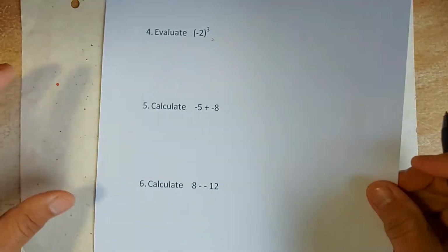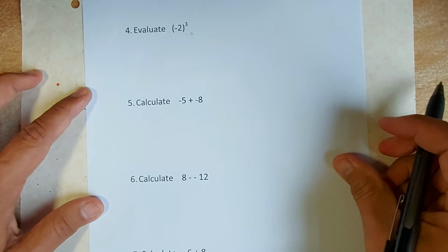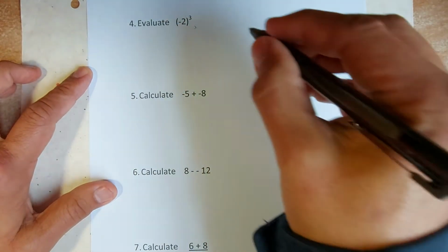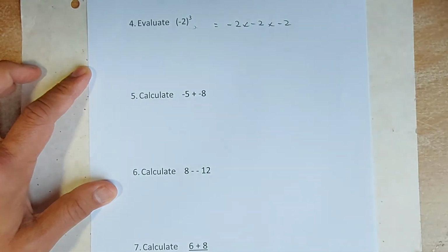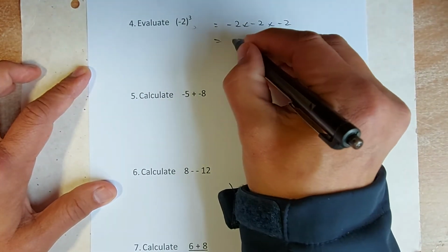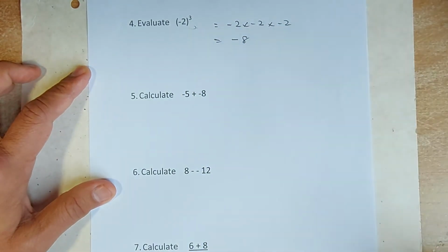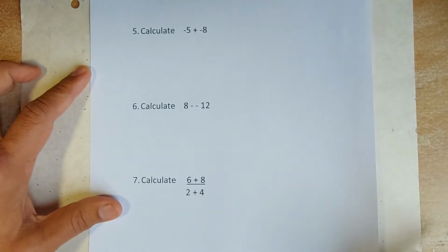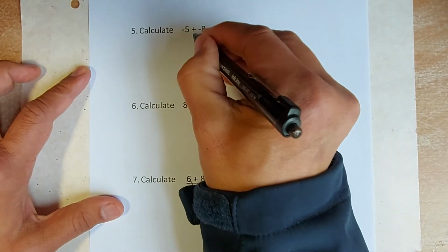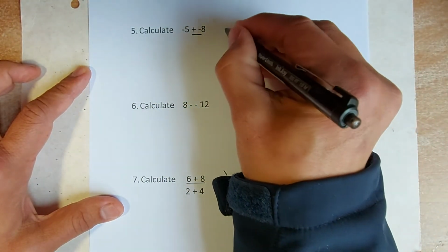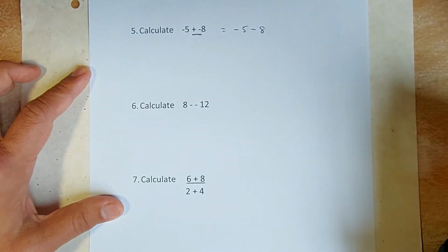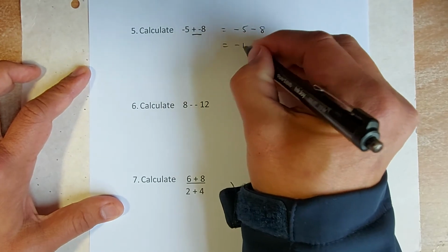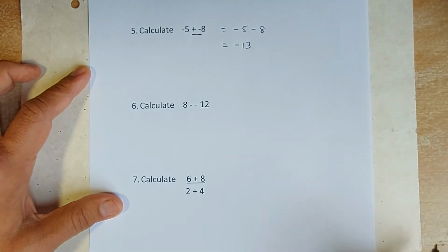Now we're going to proceed to some calculator work. The first one is evaluate. Evaluate means to calculate. Minus 2 to the power of 3 means minus 2 times minus 2 times minus 2. Put it in your calculator. If you do not know, it is straight away minus 8. The next question, minus 5 plus minus 8. When you have two operations, a plus and a minus, a plus and minus become a minus. So minus 5 minus 8, and the answer is minus 13. Put it in your calculator, you get the same answer.